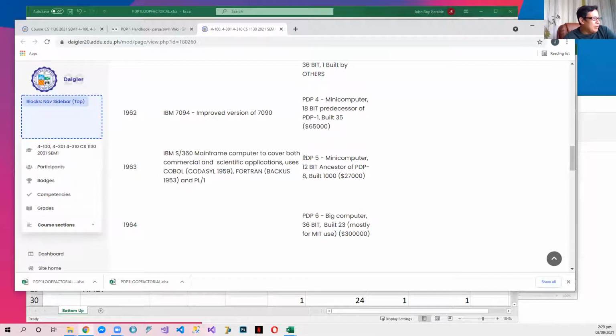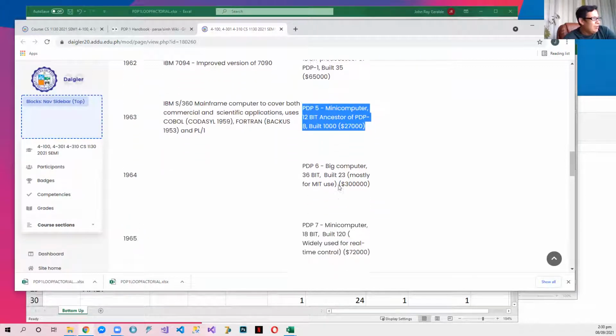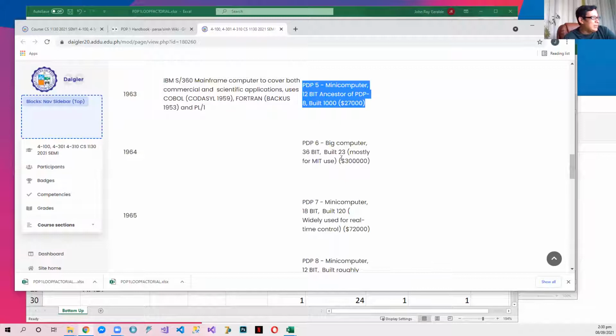But DEC also produced the PDP-5, a 12-bit ancestor of the PDP-8. It's a smaller version, and they sold it very cheaply at 27,000. They built and sold 1,000 of these. So they still earned 27 million. Do you follow? And then the PDP-6 was built in 1964.